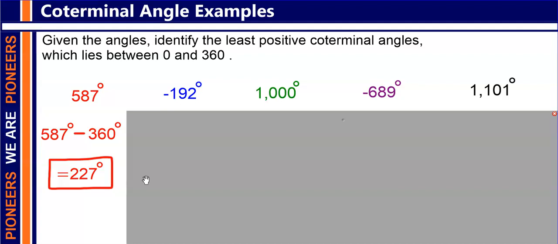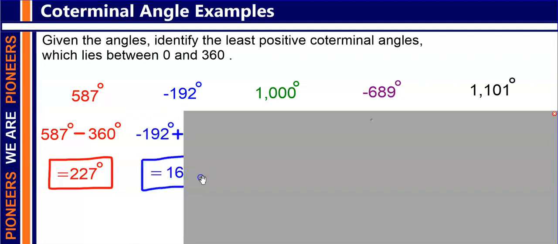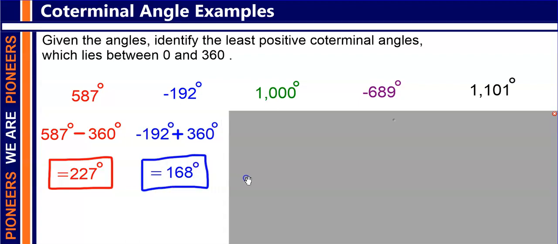It's a good habit to know which quadrant the angles are in. So that's the coterminal angle. Negative 192, however, is less than 0, so therefore we want to add 360 on top of it, and therefore we get our final answer of 168 degrees.